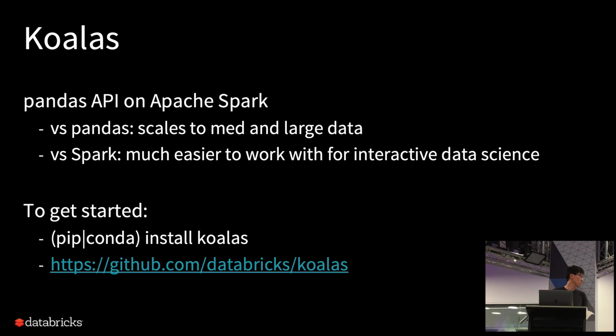So just to wrap up, Koalas offers the Pandas API on Apache Spark. I think versus Pandas, it gives you a way that's more scalable. If you're just working with like 100 or 2,000 rows, don't bother, right? Pandas is great. But if you want to work with medium-sized and large amounts of data, give this a try. With Spark, I think it's much easier to use, especially for exploratory data analysis.